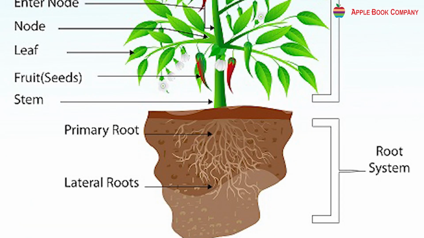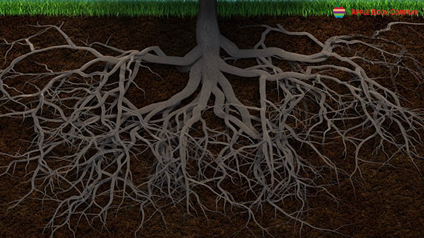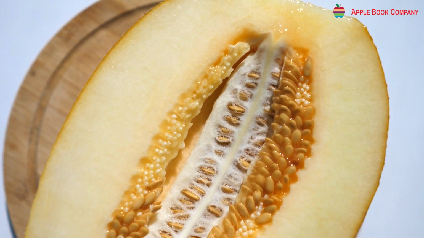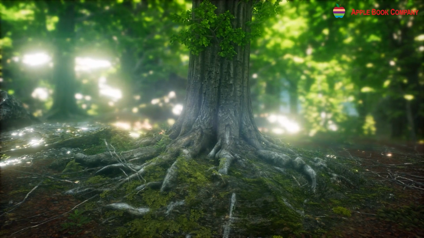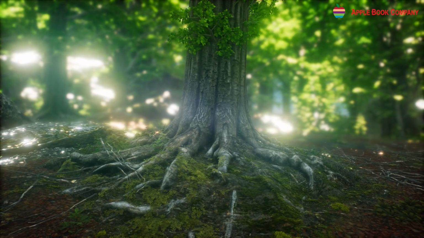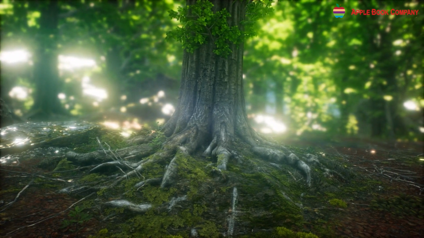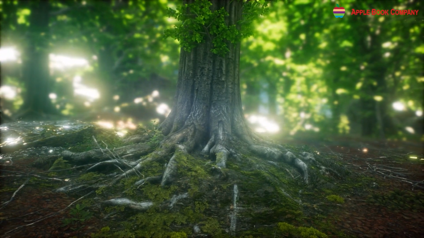The main roots of a plant are called the primary roots. Secondary roots emerge from primary roots. Roots help to fix a plant firmly to the ground. They absorb water and minerals, store food, and prevent soil erosion. The fruit contains the seed of a plant. The root system is the underground part of the plant, while the shoot system is the aerial part of the plant body.